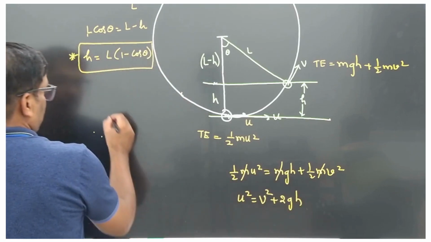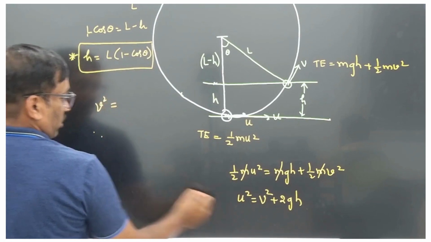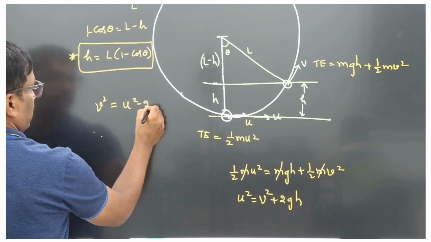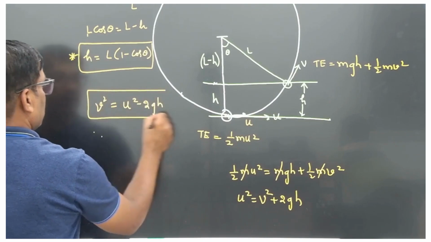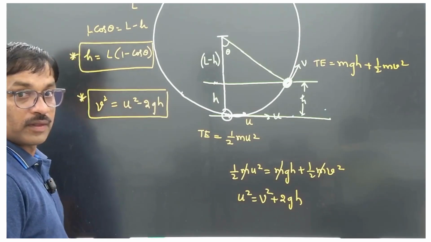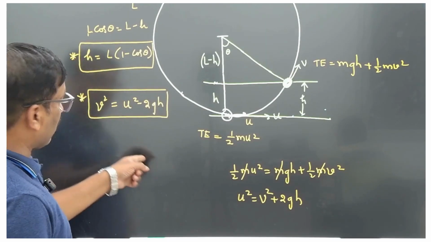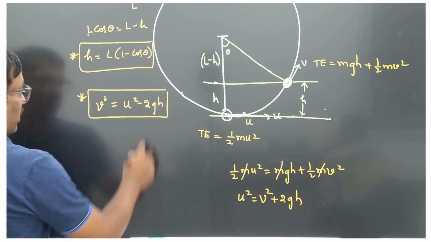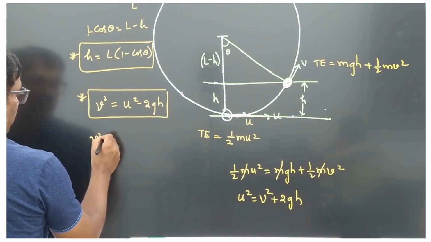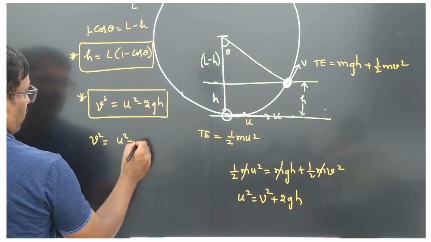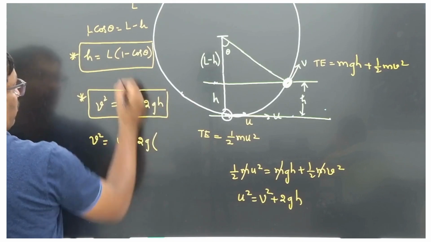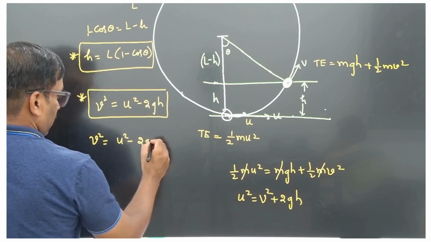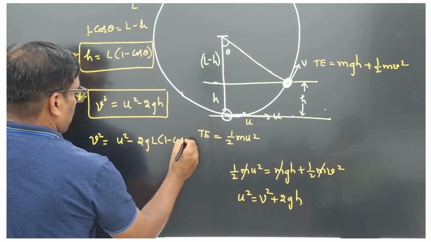Velocity squared is equal to, since we want to calculate the velocity here, u square minus 2gh. So this will be the velocity. Here we got v square is equals to u square minus 2gh. Now substitute the h value: v square is equals to u square minus 2g into h, and the h value is L into 1 minus cos theta.